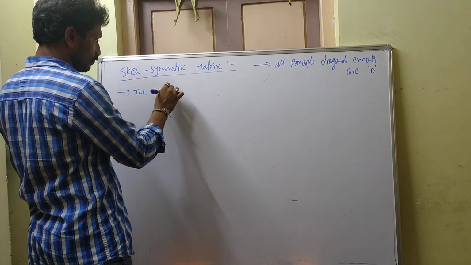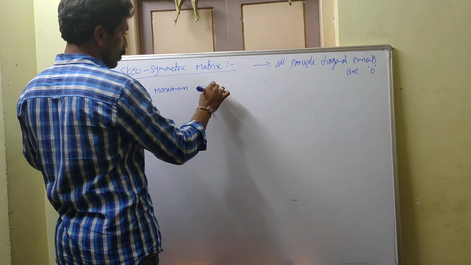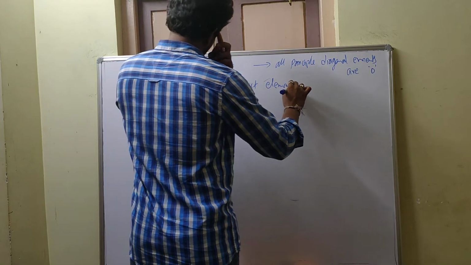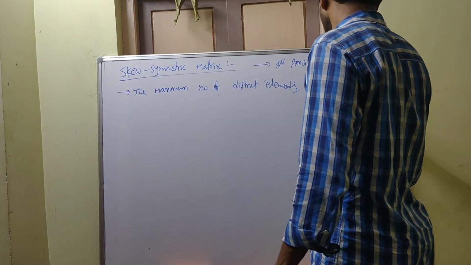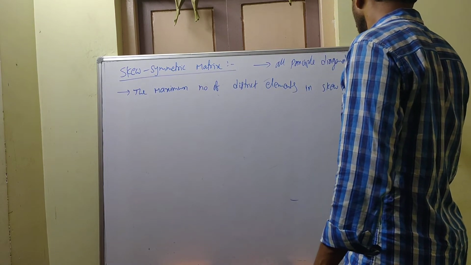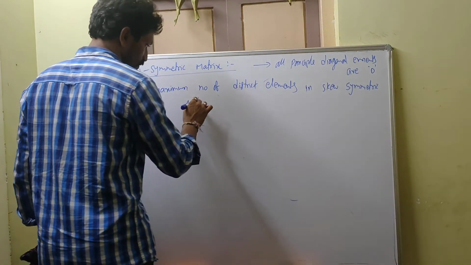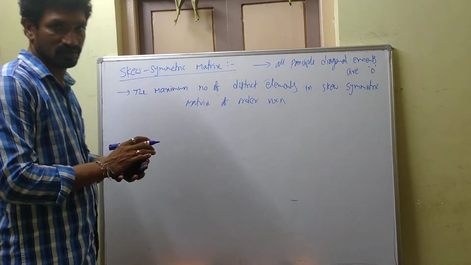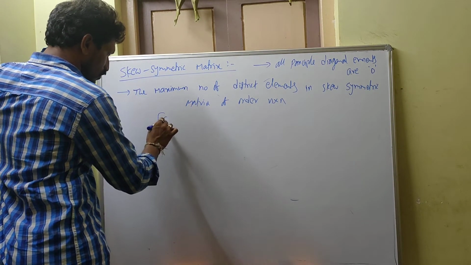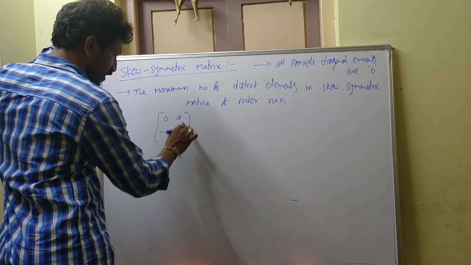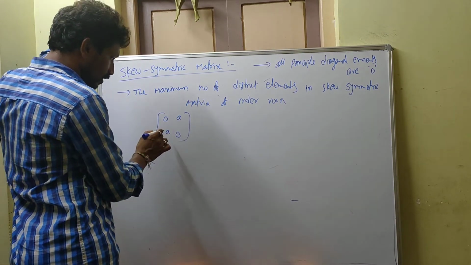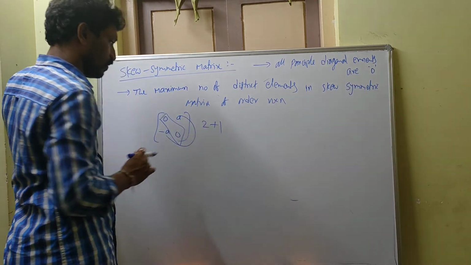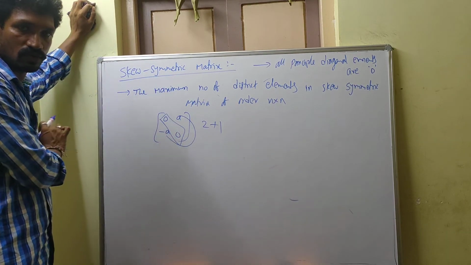The maximum number of distinct elements in a skew symmetric matrix of order n by n. See here, first you go for 2 by 2. So these are zeros. If it is a, it should be minus a. So this is one entry. These are two entries. 2 plus 1. Yes, both are different numbers.